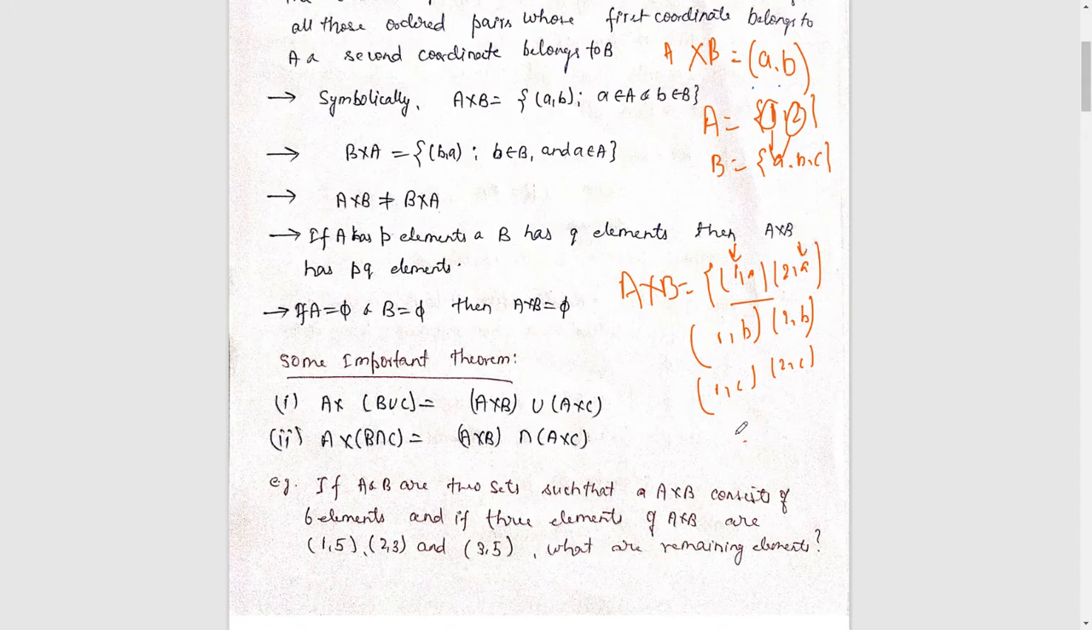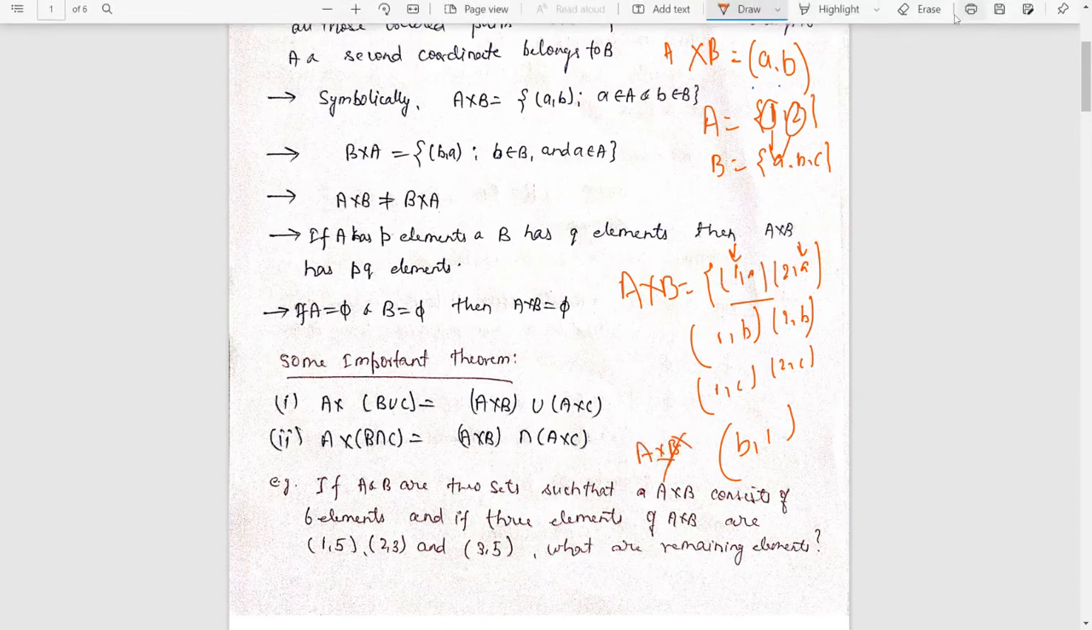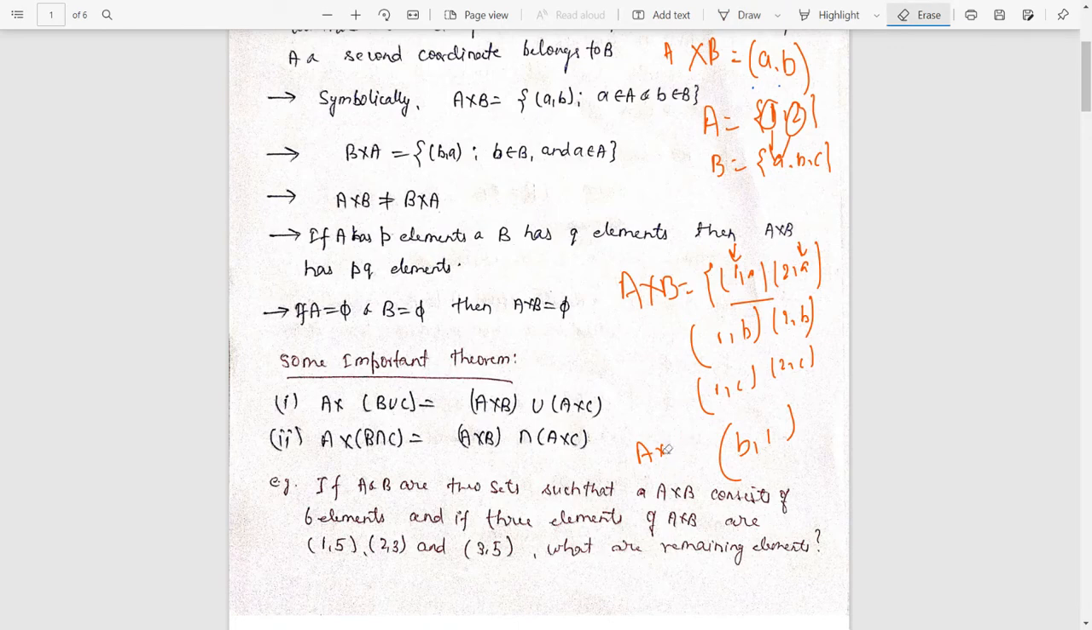It will not happen that (b, 1) is an element of A cross B, it is not an element of A cross B. A cross B means the first element belongs to set A and the second element belongs to set B. Now, A cross B is actually going to be different from B cross A. A cross B and B cross A are not the same thing in the Cartesian product, because in B cross A, the first element belongs to set B and the second element belongs to set A.